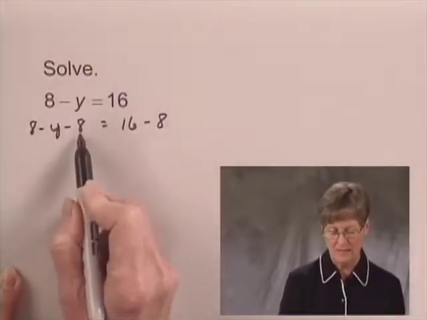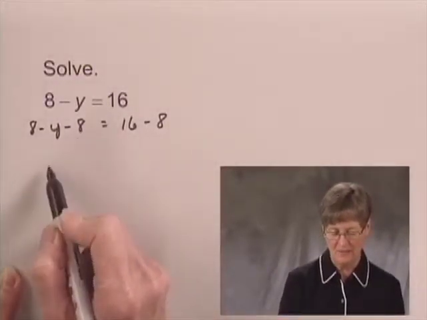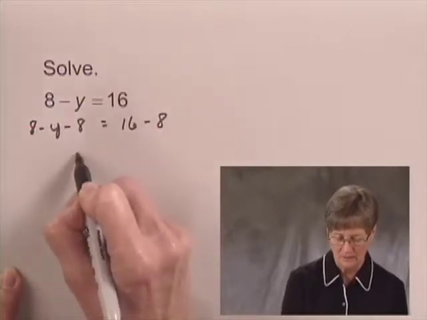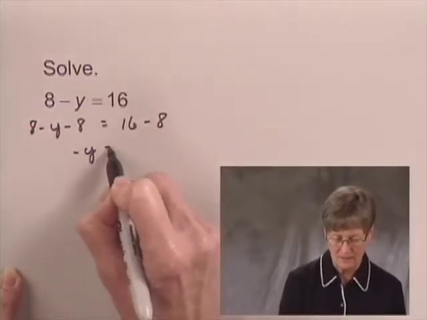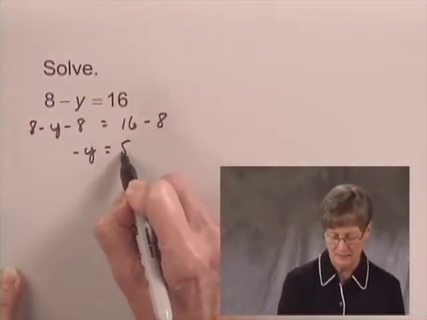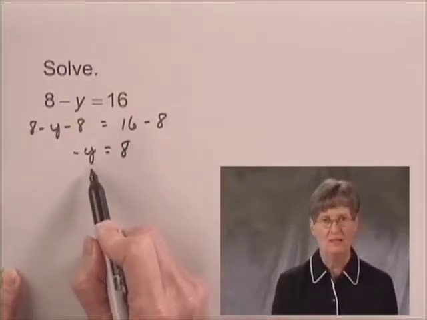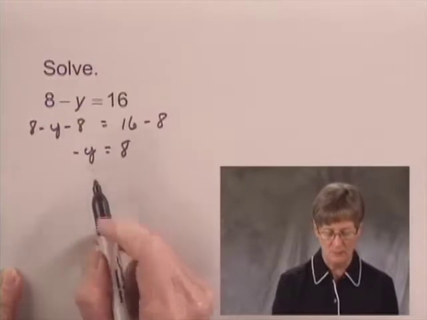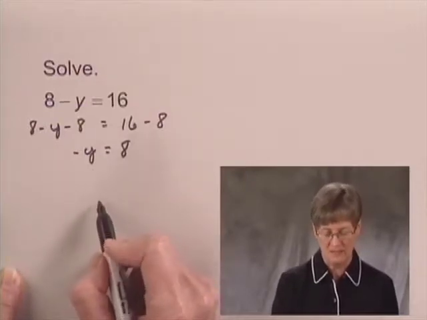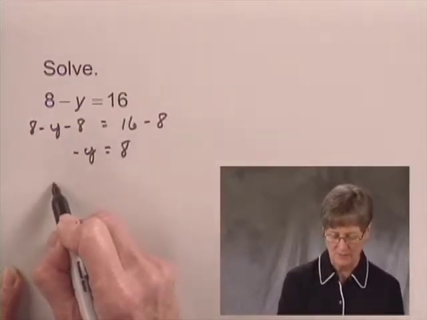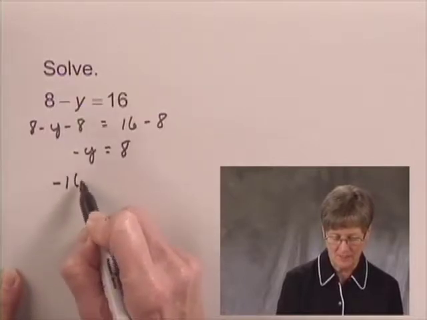Now 8 minus 8 is 0, so on the left-hand side I have 0 minus y, or just the opposite of y. 16 minus 8 is 8. Now the opposite of y I can think of as negative 1 times y, and if I would multiply that by negative 1 I would get y. So I'm going to multiply on both sides by negative 1.